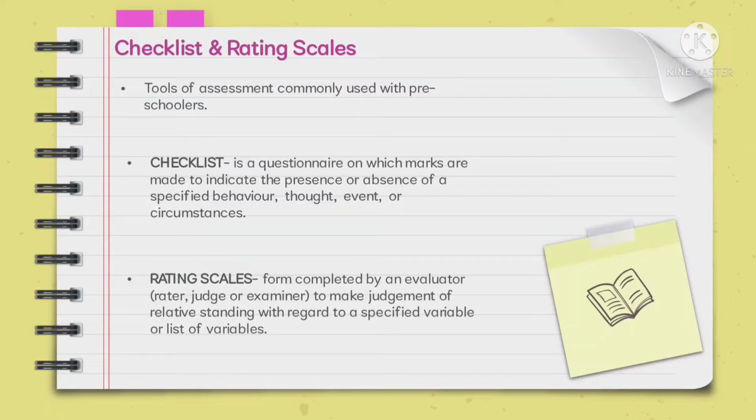In general, a checklist is a questionnaire on which marks are made to indicate the presence or absence of a specified behavior, thought, event, or circumstance. The individual doing the checking of the boxes may be a professional such as a psychologist or a teacher, an observer such as a parent or caretaker, or even the subject of the checklist himself or herself. Checklists can cover a wide array of item content and still be relatively economical and quick to administer.